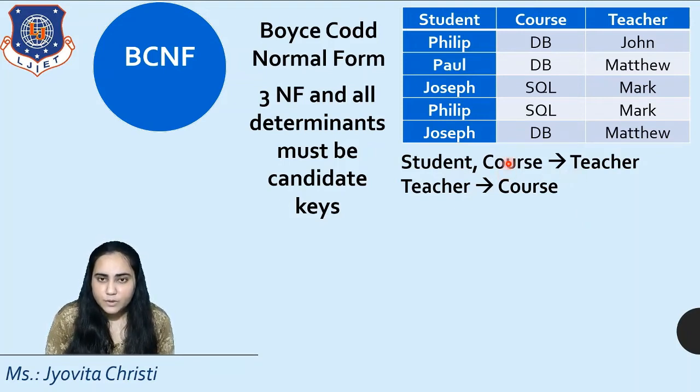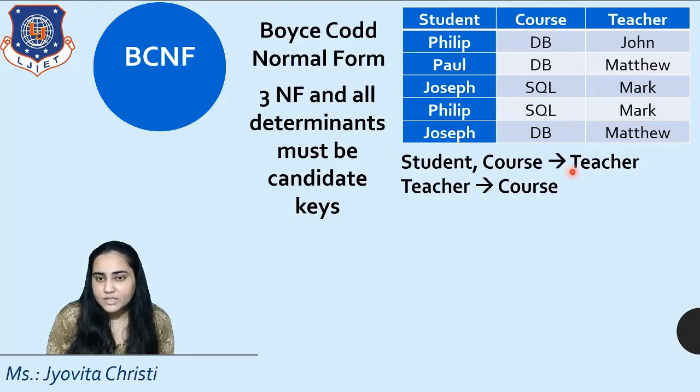Because if you look at it, student and course form a unique combination. For example, Philip and DB together never appear again in the table. Paul and DB also never appear again in the table. Joseph comes once with SQL, once with DB, so those combinations are unique too. And Philip and SQL is also unique. So all combinations of student and course are unique. And that is why student and course together form a candidate key.